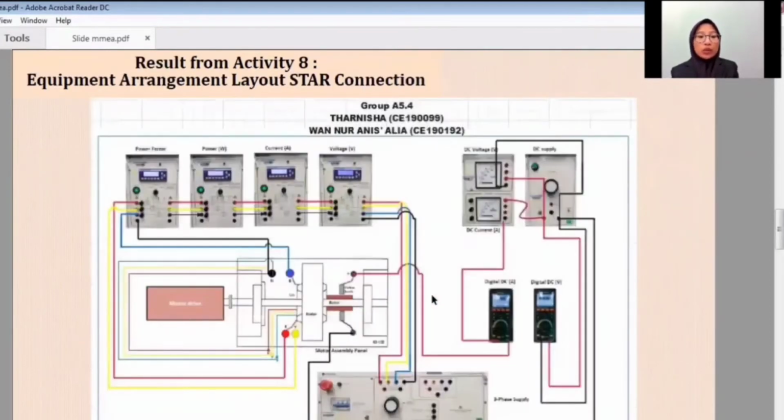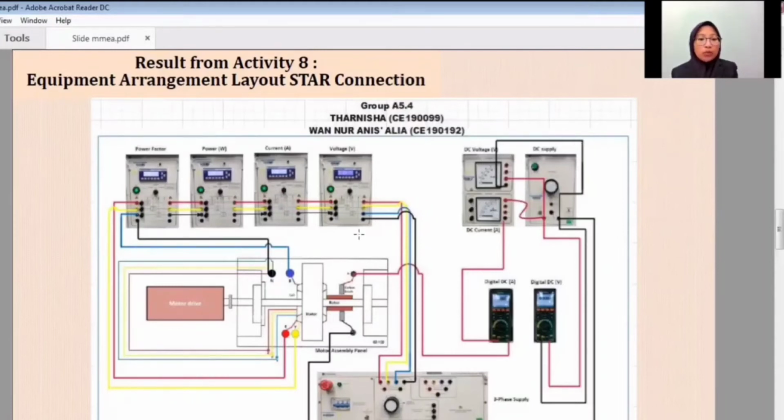Last but not least, the equipment arrangement layout with star wiring connection probably looks like this, where we have a set of power meters here to measure the three-phase power factor, line current, line-to-line voltage, and three-phase power. We have the motor drive here, the motor assembly panel here. We have the three-phase supply. We have digital ammeter and voltmeter, analog ammeter and voltmeter, and DC supply.